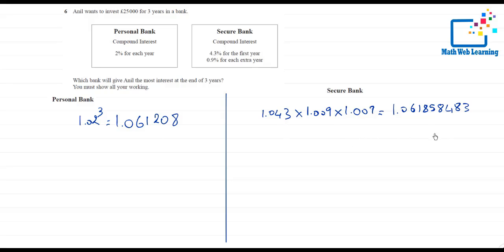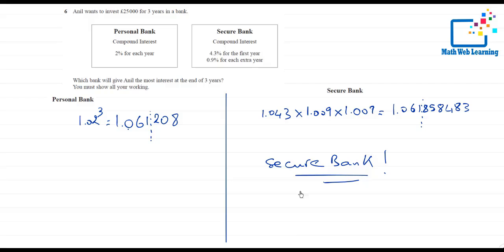Now you can see clearly, not because it's got more digits, but because after the decimal point, the tenths, the hundredths and the thousandths are all the same up to here. Right, 061, and then here after that is 8, and here after that is 2. So clearly this one is bigger than this one. So the secure bank is the answer. It will give you more interest. Okay.